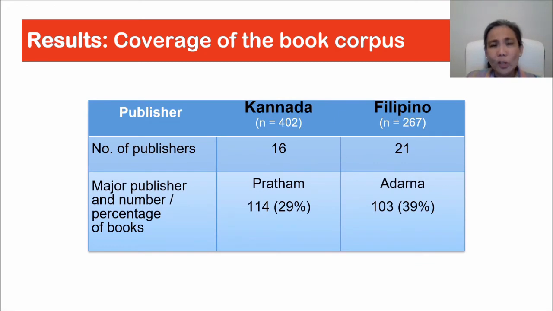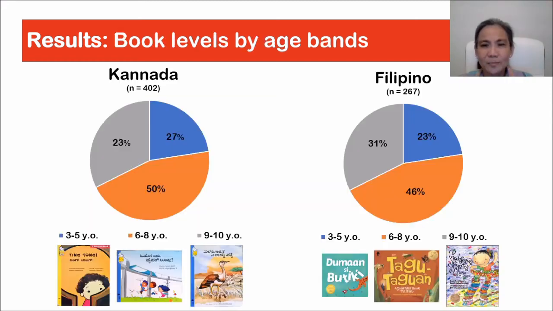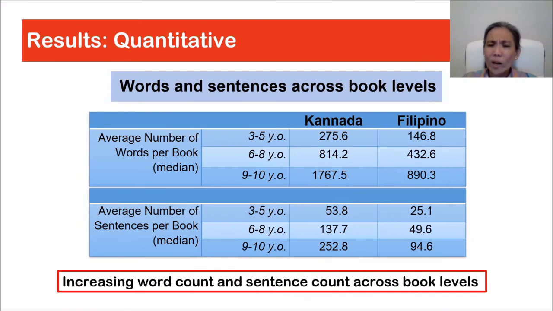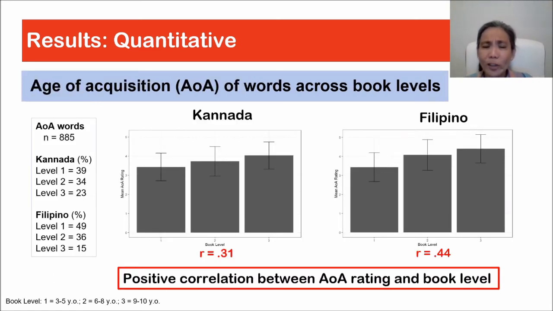Consistent with what was mentioned earlier, in both languages, a big percentage of the books were published by the dominant children's book publisher in the country. In both languages, the largest percentage of the books were rated for 6 to 8-year-old children. Quantitatively, in both languages, there is an increasing word count and an increasing sentence count across book levels. Moreover, there is a positive correlation between age of acquisition rating and book level, with words coming from higher book levels being rated as later acquired.